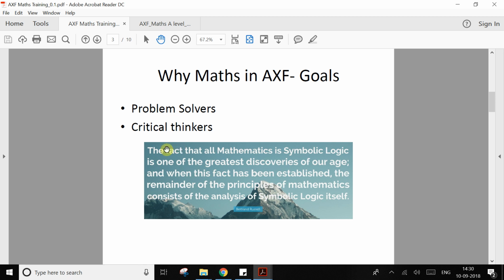So here is one of the famous quotes of Bertrand Russell. The fact that all mathematics is symbolic logic is one of the greatest discoveries of our age. So Max is symbolic logic. So we want our children to be logical, to be problem solvers, to be critical thinkers. So this is the purpose of teaching Max in AXF.